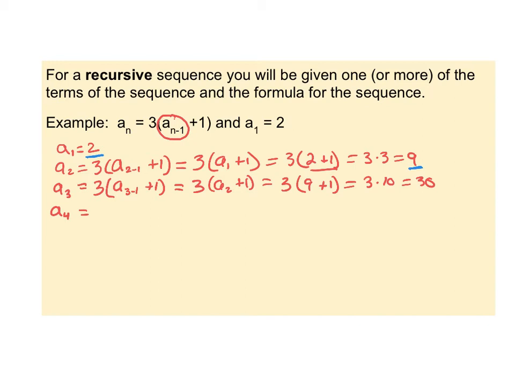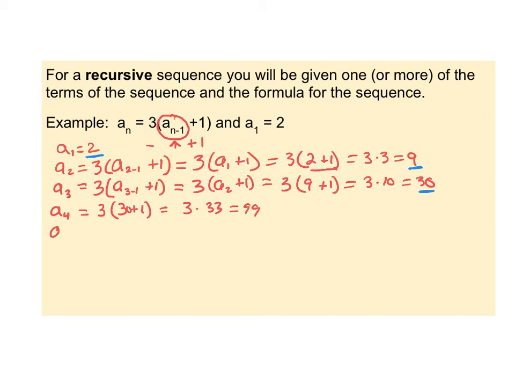So what I'm going to be doing here is, if I want to find a sub 4, I just have to take the previous term, add 1, and then multiply it by 3. So in this case, my previous term is 30. So I'm just going to take 3 times 30 plus 1, and that's going to be 3 times 33, which will equal 99. So my fourth term is 99.